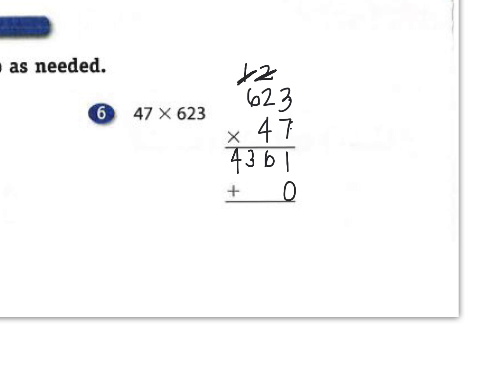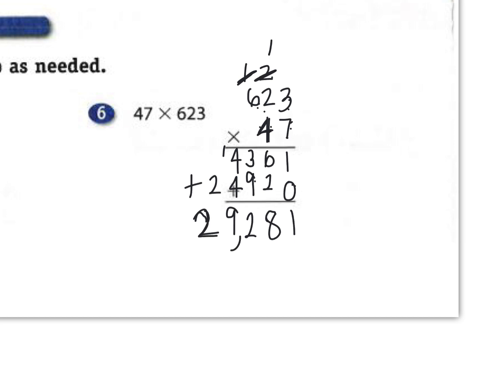So I'm going to put that 0 to hold the ones. And now we're going to multiply by the 4. So 4 times 3 is 12. Carry the 1. 4 times 2 is 8. Plus 1 is 9. 4 times 6 is 24. I'm going over the plus sign right there. So now we have to add these two numbers. 1 plus 0 is 1. 6 plus 2 is 8. 3 plus 9 is 12. Carry the 1. 1 plus 4 is 5. Plus 4 is 9. And then 2. So, 29,281.